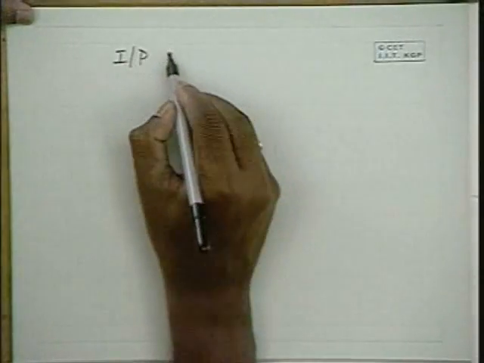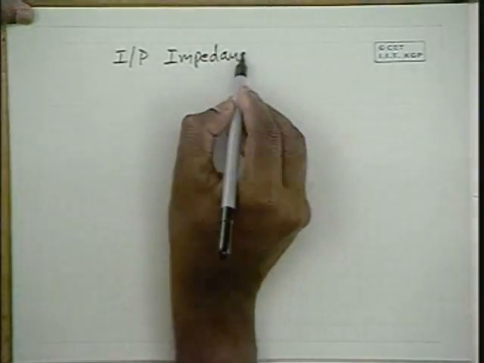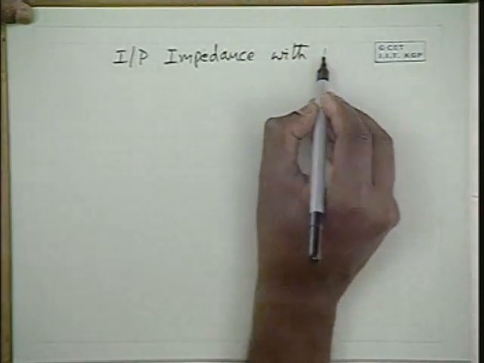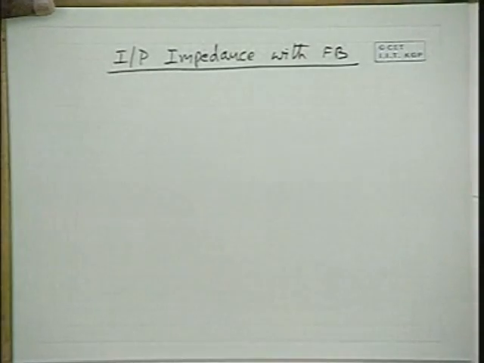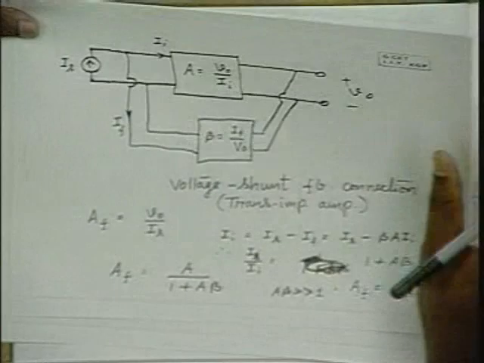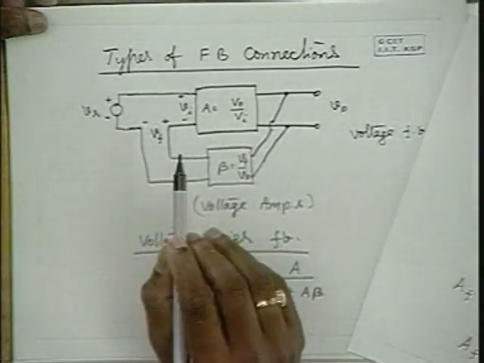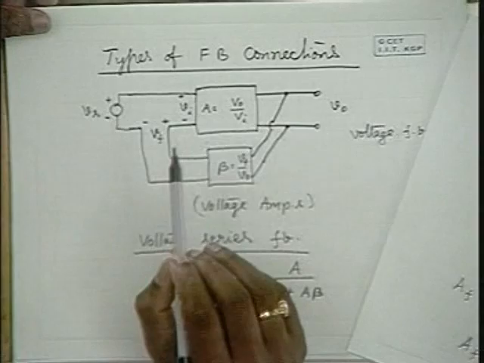Any other question? Now let us see what is the effect of feedback on input impedance. So, input impedance with feedback. Let us consider the case of a voltage series feedback circuit and discuss the input impedance, because the input impedance, depending on the connection, has 2 types of variations.